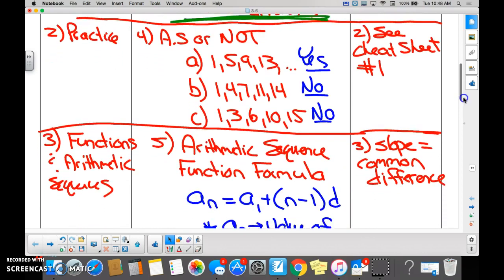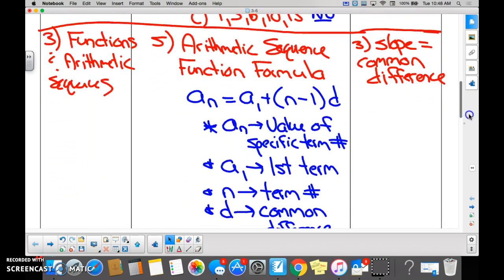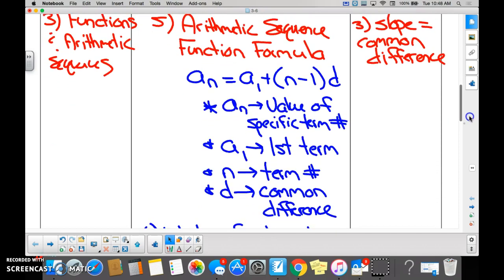Number 3. Now, the arithmetic sequence function formula is very complex. The only advantage of knowing this is if you want to find what? Why would you want to use the arithmetic sequence function formula? I just explained this to you. Why would you even want to use this, Connor? To find one specific value. You plug in everything you're supposed to plug in, and you would be able to find one value.